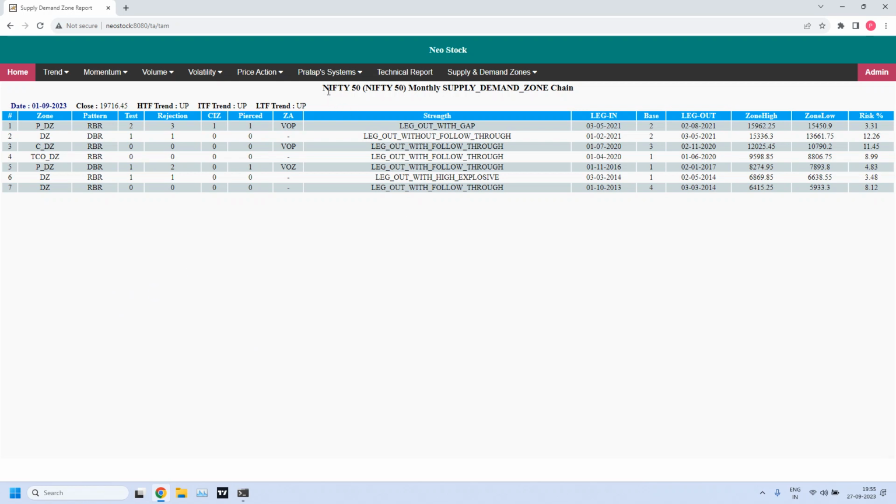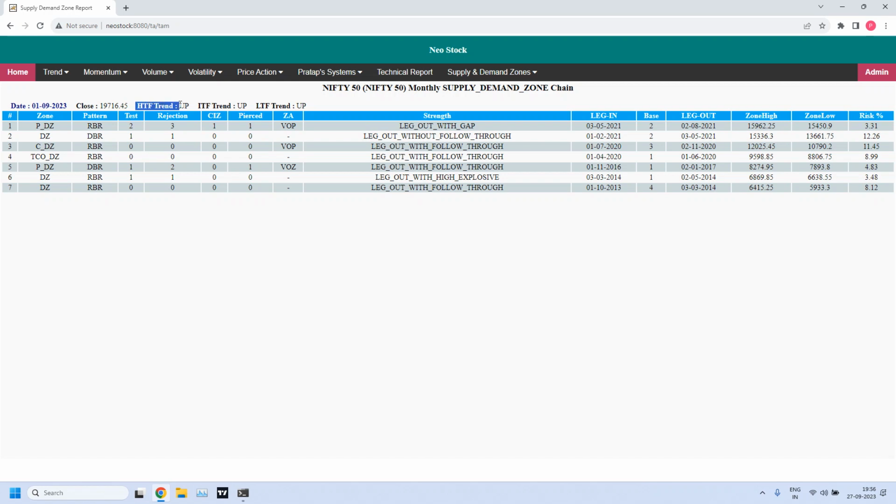If you look into this report, look into the heading Nifty 50 monthly supply demand zone chain. And what is the candle, monthly candle? Monthly candle opened on 1st September 2023, because month always starts from the first day of that month. And what is the closing price? 19,716.45 on today.